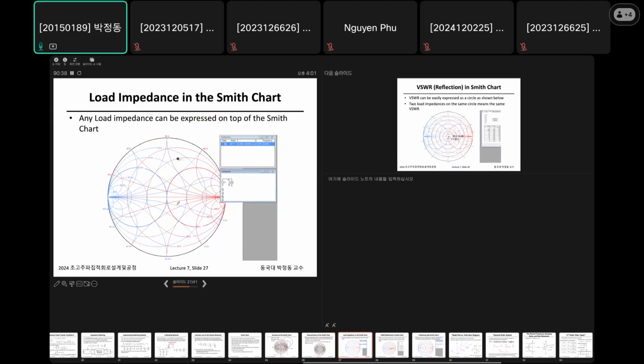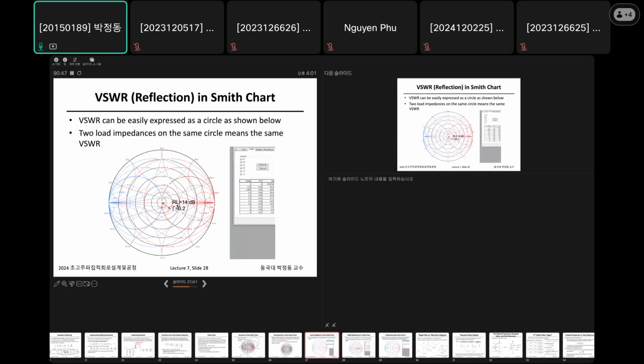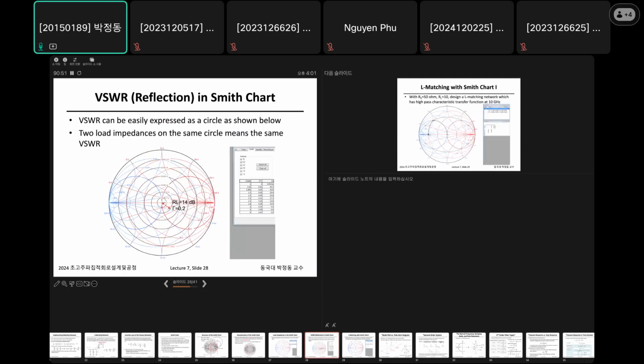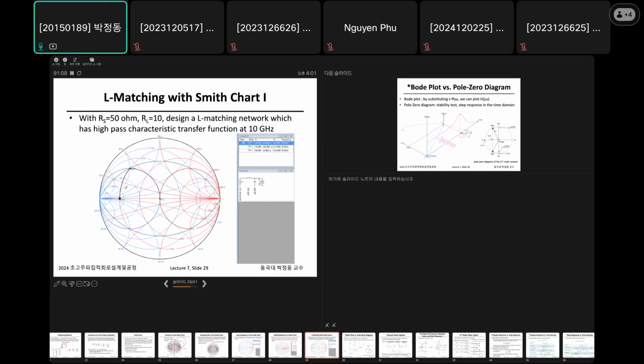So any load impedance can be expressed on top of a Smith chart. This is very familiar to you guys, right? If you draw a constant VSWR circle, then the VSWR circle can look like this. So this is an L matching network. Very straightforward, right? We already did it before.